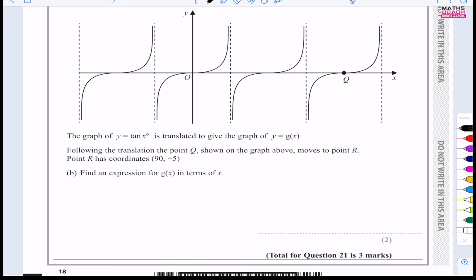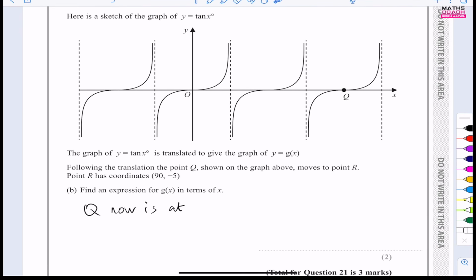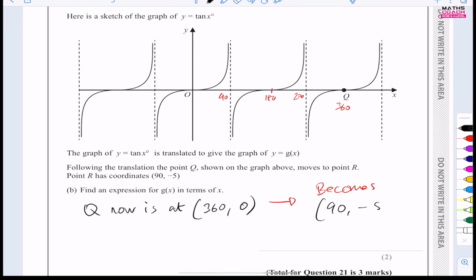So Q currently is at where? Right here. So we don't know any markings yet, but if you remember, it's a tan graph. So on the tan graph, the asymptotes, which are these dots, are at 90, 270, and this is 180, and this is therefore 360. Okay. So now we know Q. Q is at 360 for the x and 0 for the y, because of the y-axis right there. And then Q goes on to become the following coordinate, 90 and minus 5.